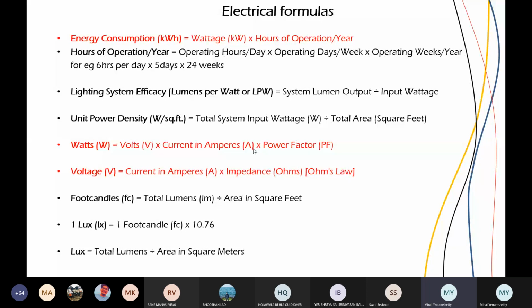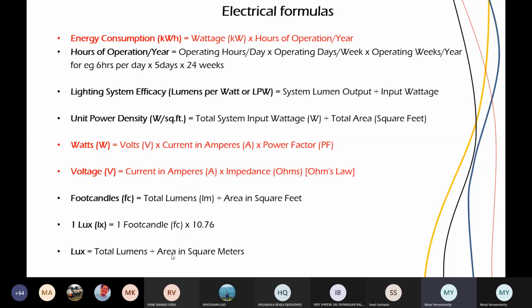Okay, foot candles. One lux is basically 1 foot candle into this. So basically, lux is total lumen divided by area in square meters. As I said, this lumen is nothing but the output from a light. When you divide it by square meters or square feet or square inches, whatever your area and whatever units you use for your area, you get lux. Okay, and this is what we really look into when we do the lighting layout. Any questions? There shouldn't be, because there's nothing really questionable here.